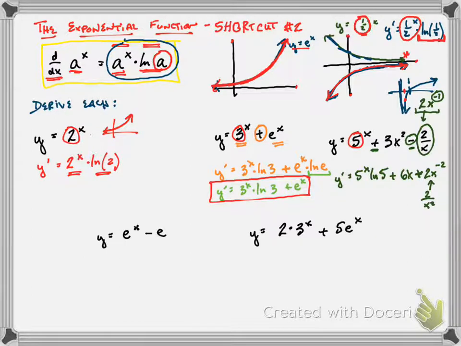So there's your derivative. Next, y is equal to e to the x minus e, and so y prime is the derivative of each individual piece. Well, the derivative of e to the x is e to the x. The derivative of negative e is 0. Remember, negative e is a constant, and so if we derive a constant, we get a slope of 0. So y prime is just e to the x.